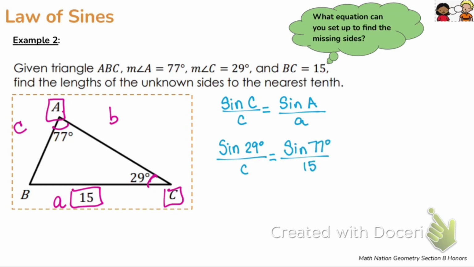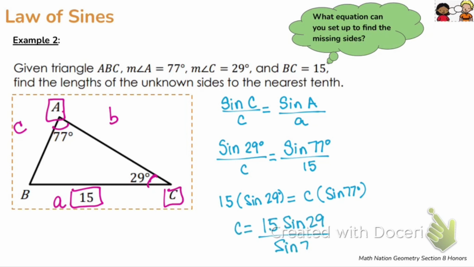We're going to cross multiply and we get 15 times sine of 29 equals c times sine of 77. We solve for c, so we divide both sides by sine of 77, and we get c equals 15 times sine of 29 divided by sine of 77. Putting all of this in the calculator, we get that c is approximately 7.46. So that is the measure of c.